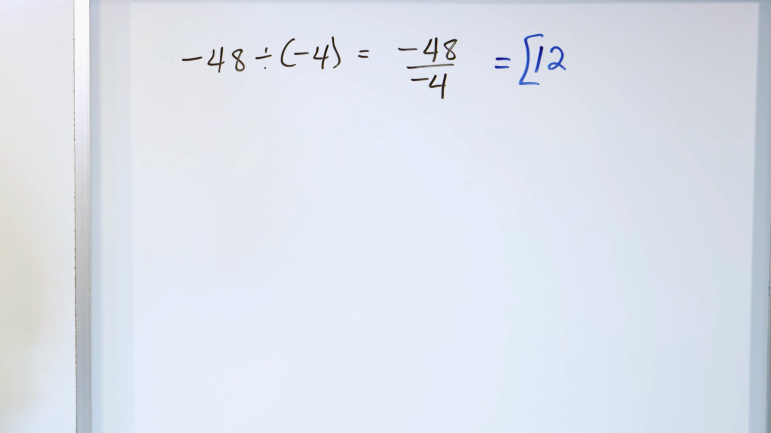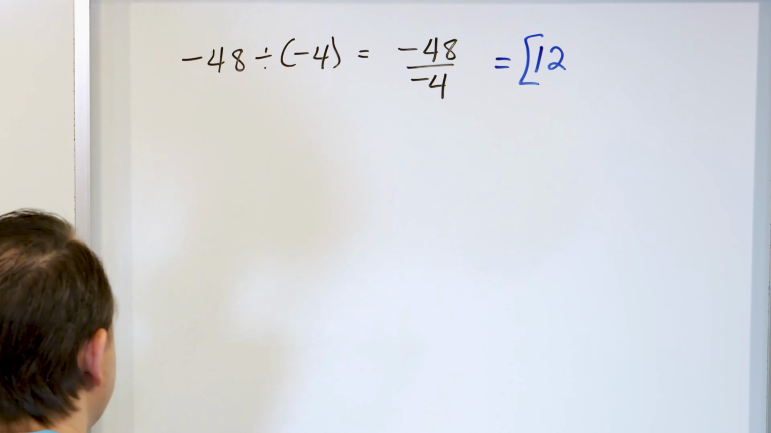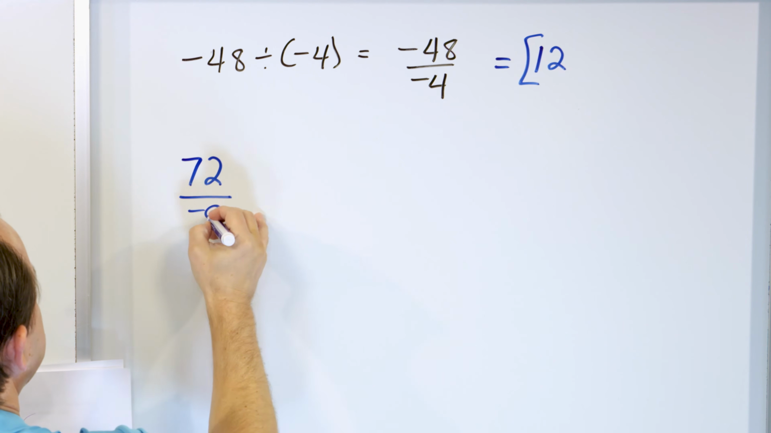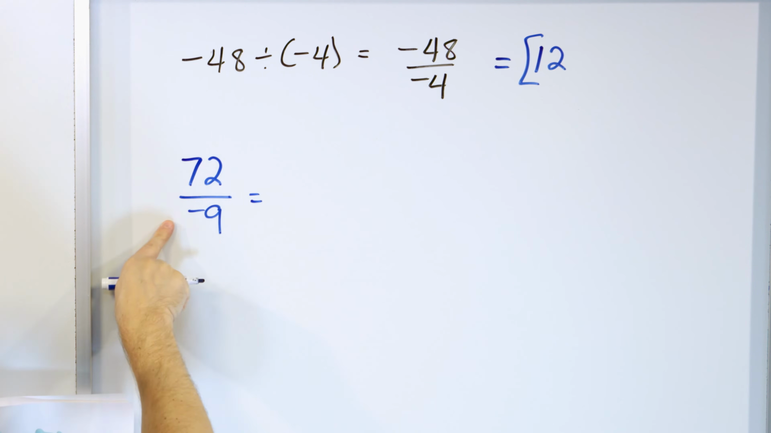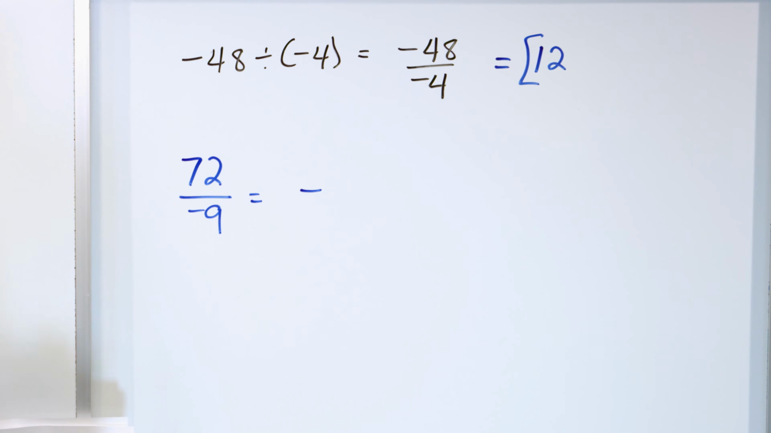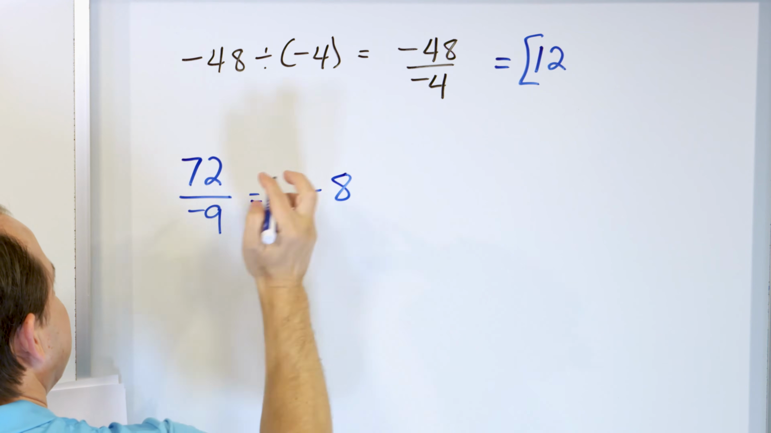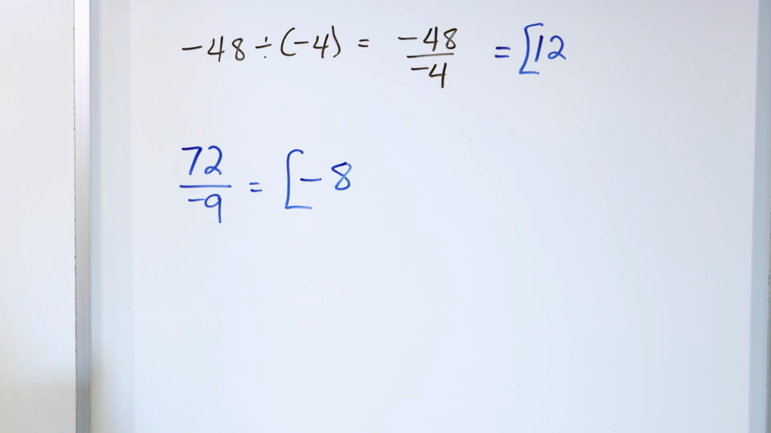All right, let's take a look at the last two problems. What about 72? And we'll divide that by negative 9. So positive divided by negative, that has to be a negative. The signs are different. And 72 divided by 9 is 8, because 8 times 9 is 72. And so the answer really is negative 8.